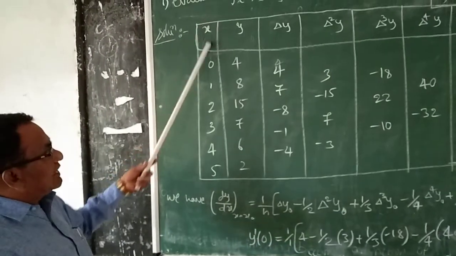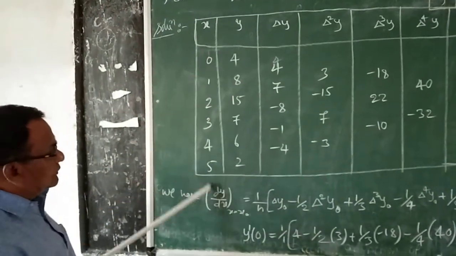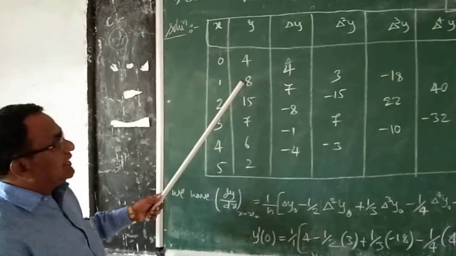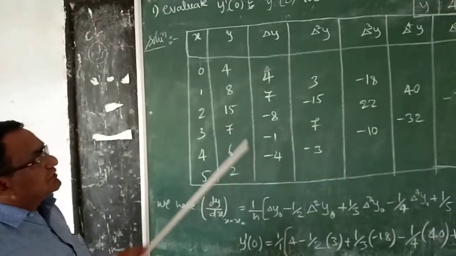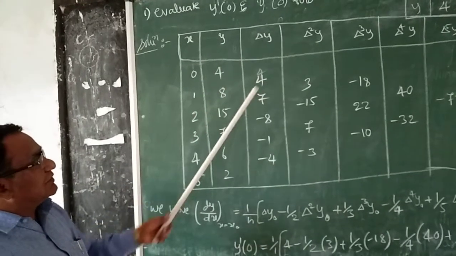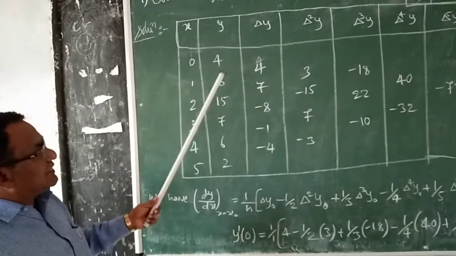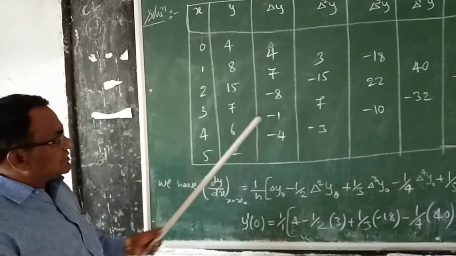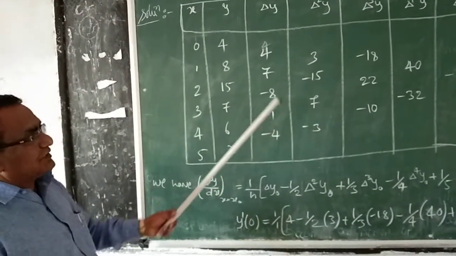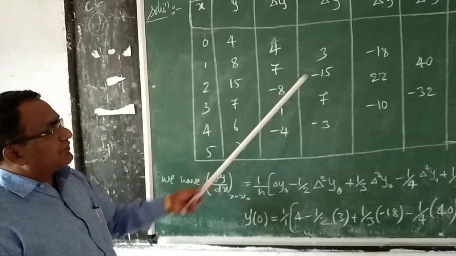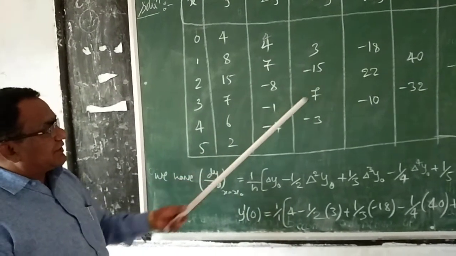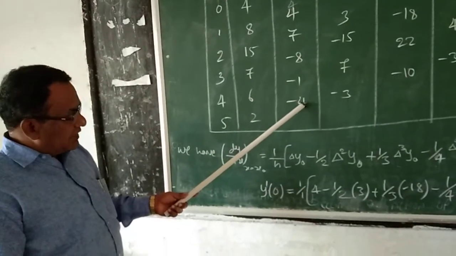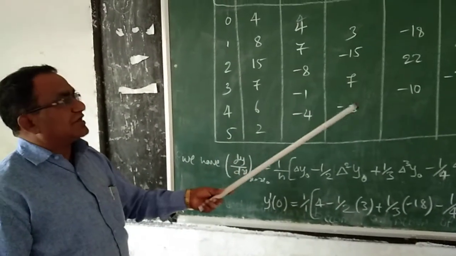For that you write the values of x: 0, 1, 2, 3, 4, 5. In the first column, the corresponding values of y: 4, 8, 15, 7, 6, 2. Del y is 8 minus 4, 4. And 15 minus 8, 7. 7 minus 15, minus 8. 6 minus 7, minus 1. 2 minus 6 is minus 4. Next, 7 minus 4, 3. Minus 8 minus 7, minus 15. Minus 1 plus 8 is plus 7. Minus 4 plus 1 is minus 3.